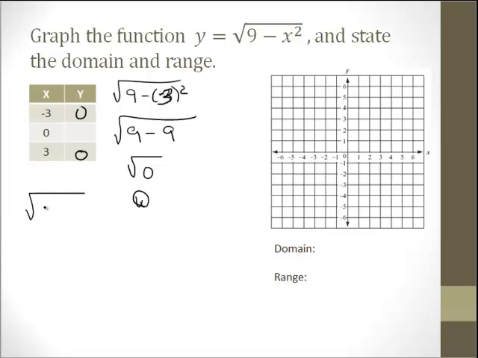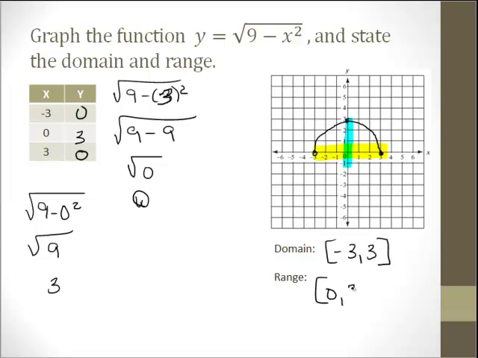But what if you put 0 in there? 9 minus 0 squared. That's going to be the square root of 9, which is 3. So we have negative 3, 0, 0, 3, and 3, 0. Again, we have a semicircle. What's the domain? And what's the range? So the domain is going to be negative 3 to 3, and the range is going to be 0 to 3.